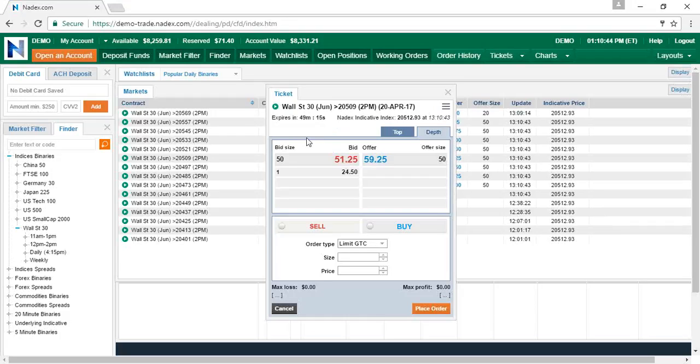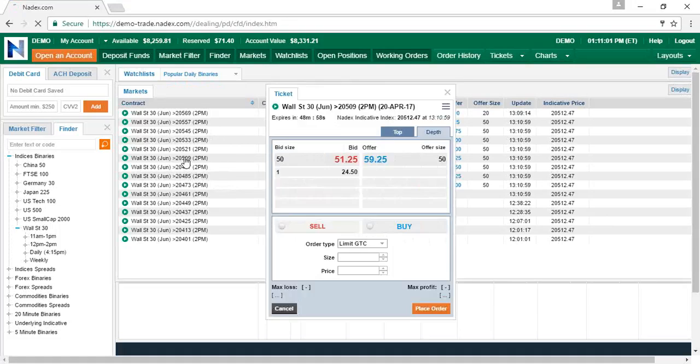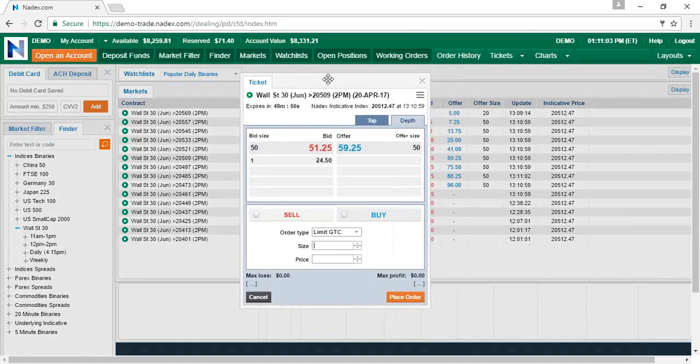Right? So in a nutshell, that is a binary. If I think the statement's true, I buy. If I think it's false, I sell, okay? Now again, there's a bunch of different strike prices to choose from here to say, hey, I think it's true or false, that it'll be above or below that price. At expiration, a binary is either worth 0 or 100, okay?